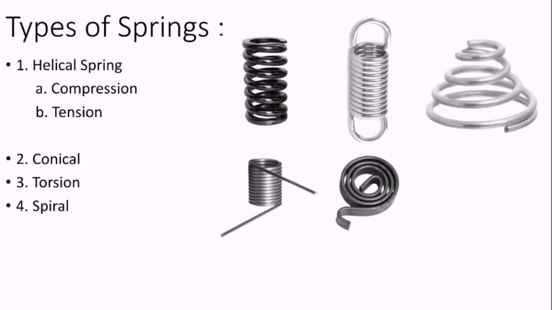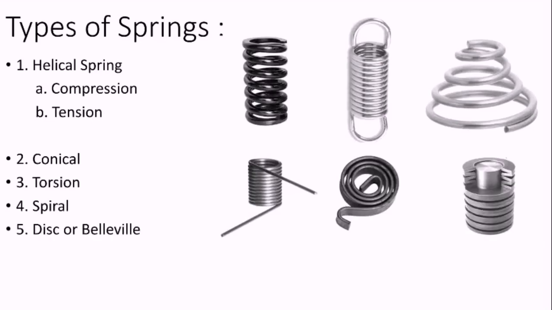Another type is the spiral springs. These kind of springs are generally used in watches and toys. Disc spring, as the name suggests, are made up of number of conical discs as shown in the figure. They are used where high stiffness is required.